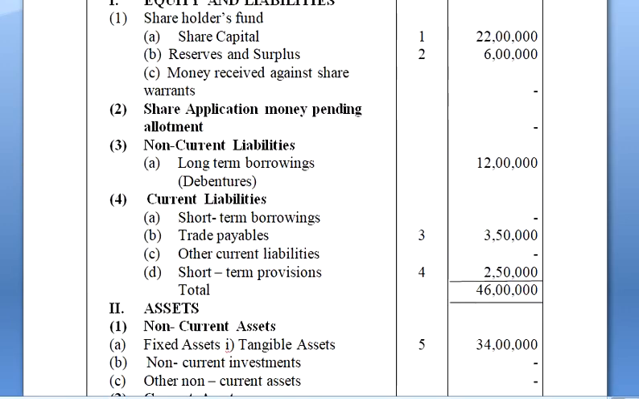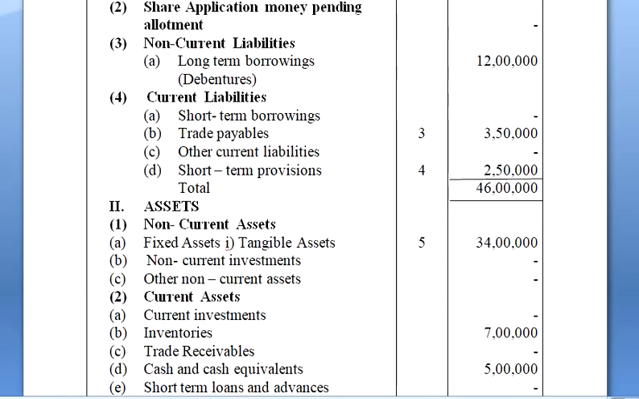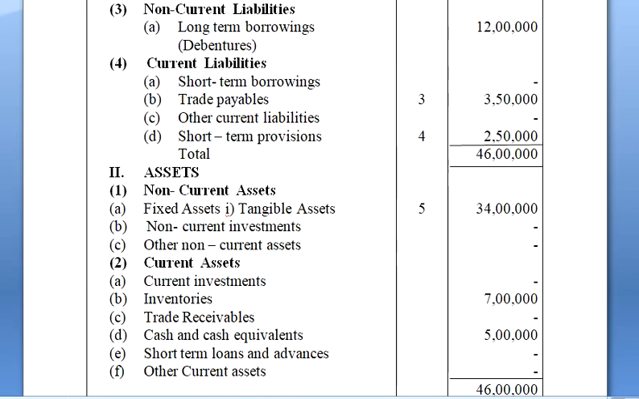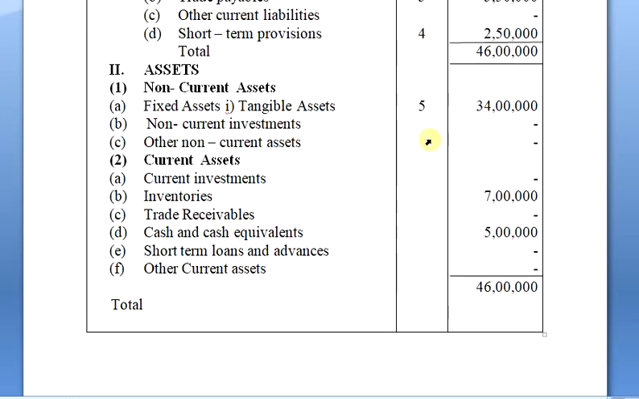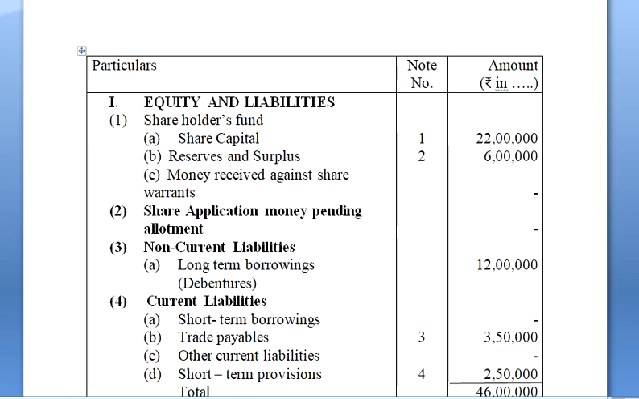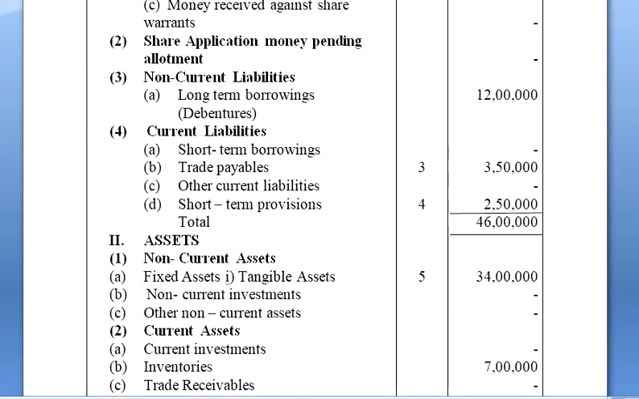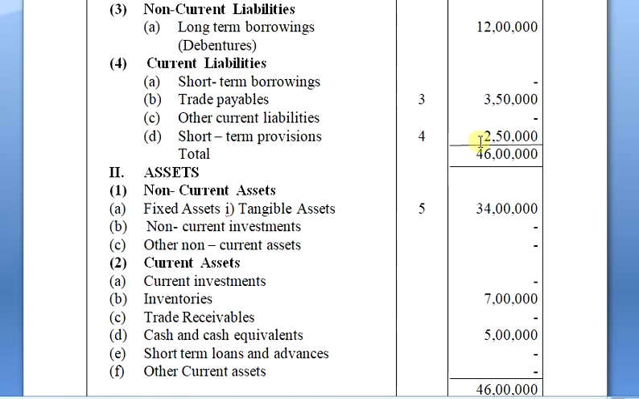So moving on to the next concept, the non-current assets. Here, see, we have maintained non-current investment is nil, other non-current assets is nil. Under current assets, current investment is nil, inventories we have made 7 lakhs, trade receivables is nil, cash and cash equivalents is 5 lakhs, short term loans and advances is nil, other current assets is nil. So overall it becomes how much? 46 lakhs and 46 lakhs. So both sides are equal, that is, liabilities and assets are equal. The asset side is 46 lakhs, the liability side also 46 lakhs, my dear students.